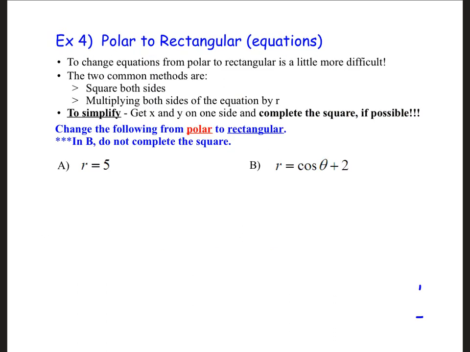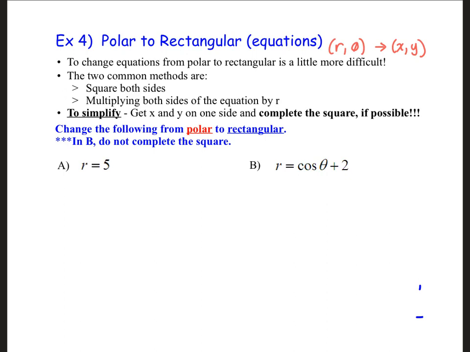Okay, so now we need to go backwards. We need to change now from polar form into rectangular form. So this time, you're going to be starting with an r and a theta, and you're going to be trying to get rid of the r's and thetas and convert those into equations that are in the form of x and y's. Now, when we are converting from polar to rectangular, there are two strategies that we commonly use.